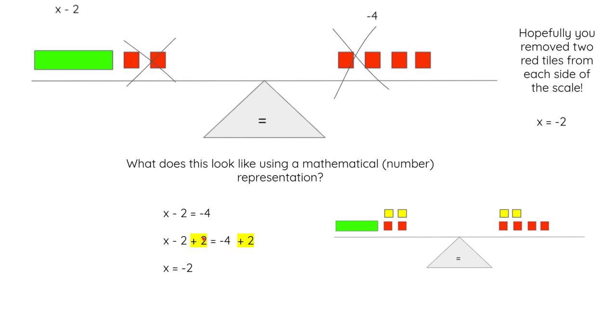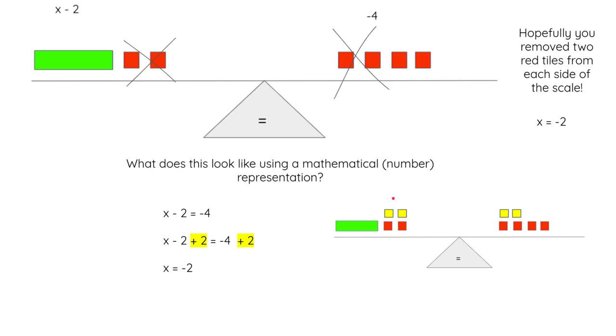And then I've just simplified the equations. x minus 2 plus 2 is just x. And then -4 plus 2 is -2. So I ended up with the same answer. If you take a look over here, I modeled this with the idea of adding 2 positive to each side to keep the equation in balance.